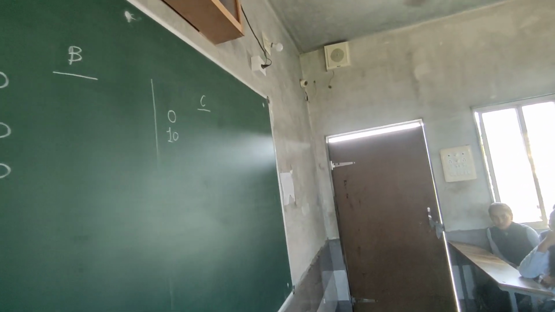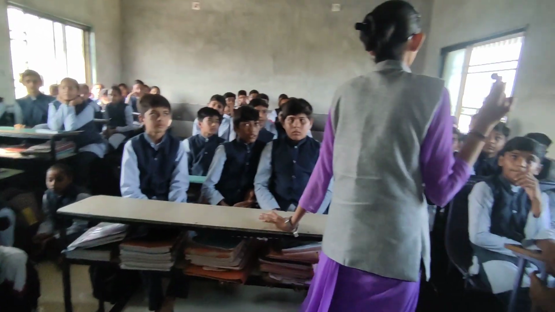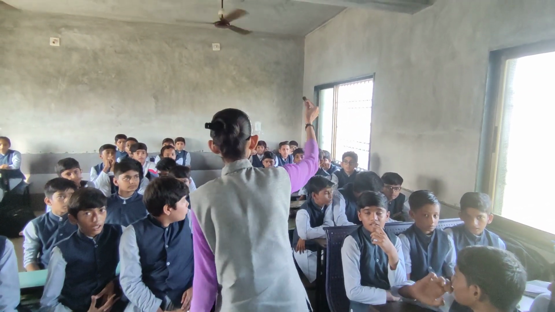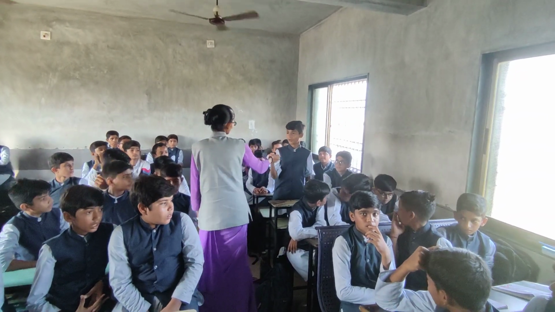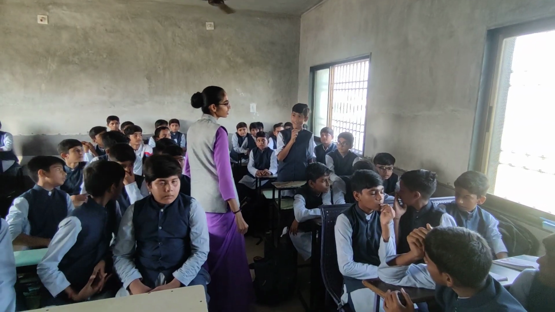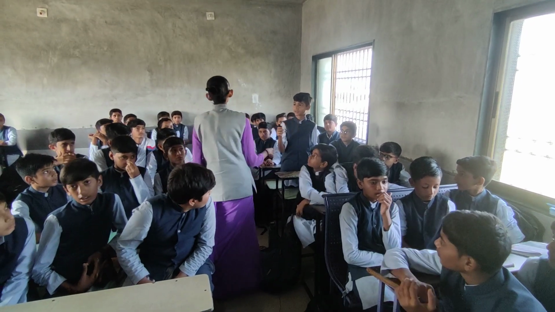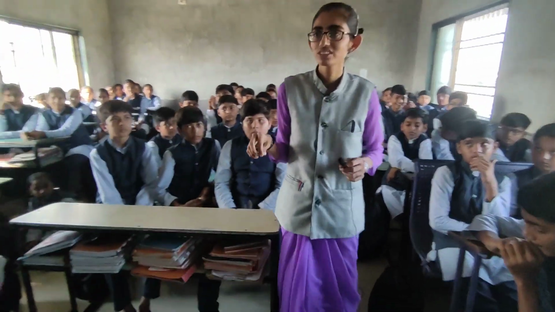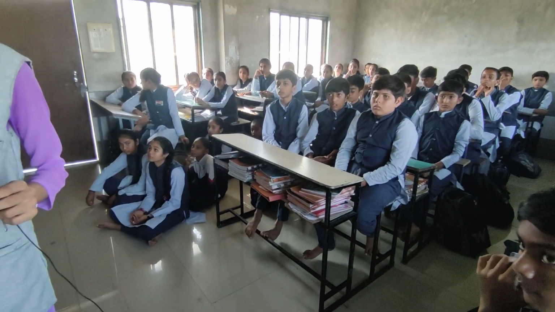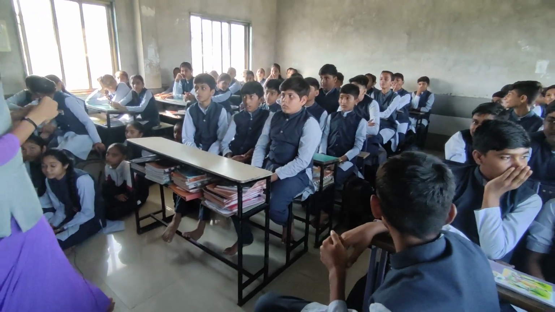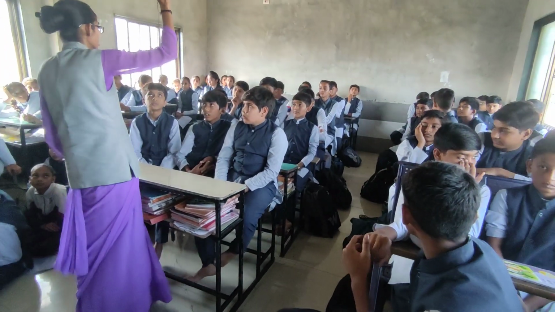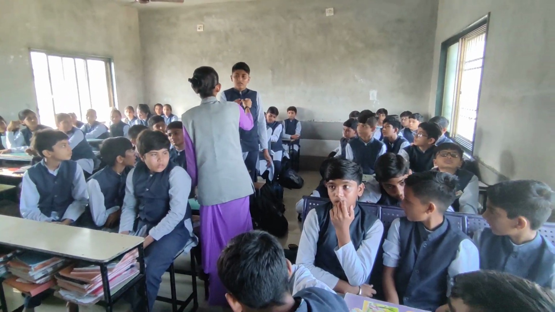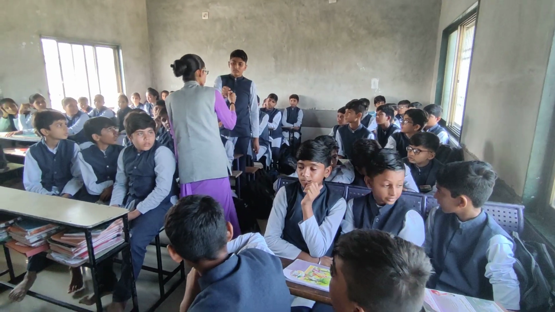Now, team A. New sentence. Parag and Dhairya go to playground. Parag and Dhairya go to playground. Go to playground. Very good. Team B. Hemraj. I drink water. Very good.